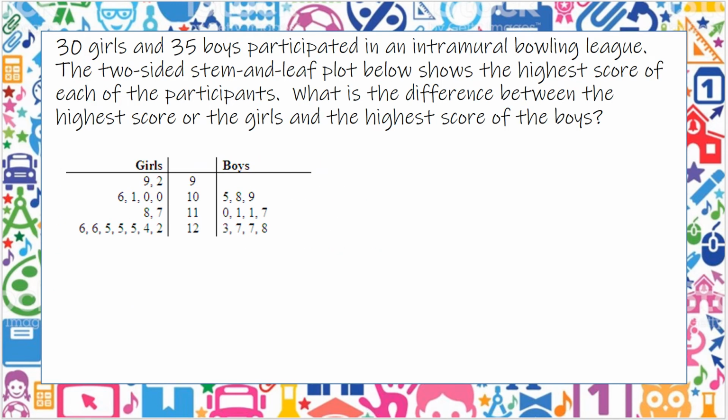"30 girls and 35 boys participated in an intramural bowling league. The two-sided stem and leaf plot below shows the highest score of each of the participants. What is the difference between the highest score of the girls and the highest score of the boys?" So the boys' highest score would be 128.